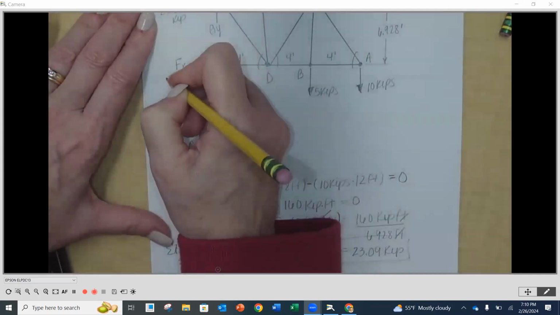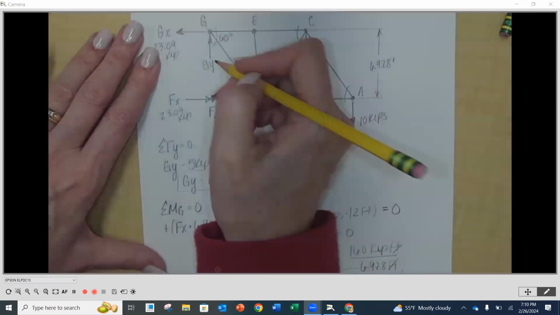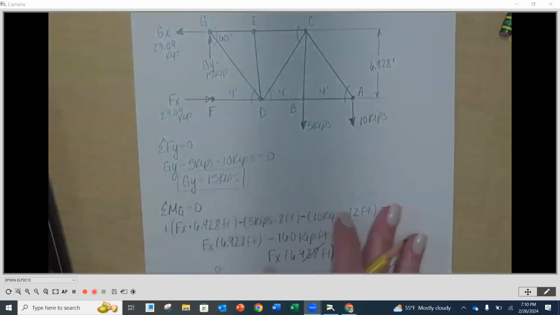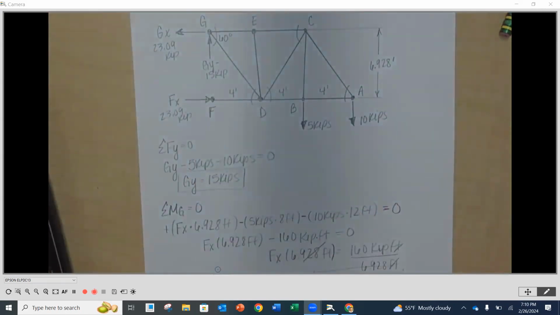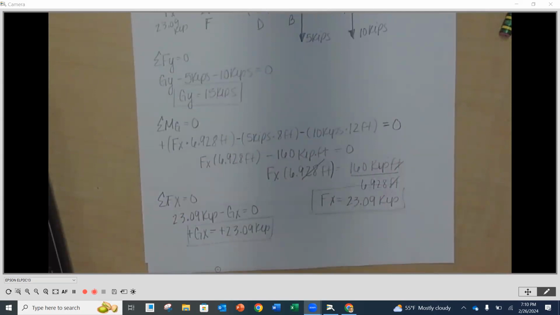I've got FX at 23.09 kips. And I've got GY at 15 kips. Okay. You don't have to put them back in there, but it's kind of nice when you look back and you do the joints, you know what they are. Any questions on determining the reactions at the supports when we have the truss as a whole?